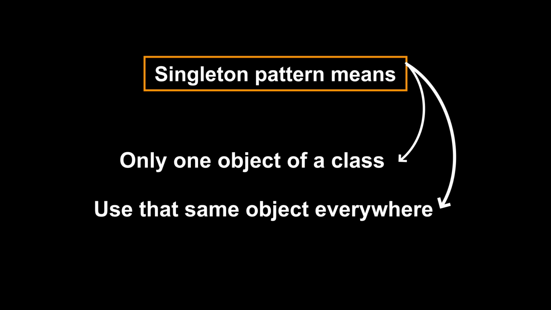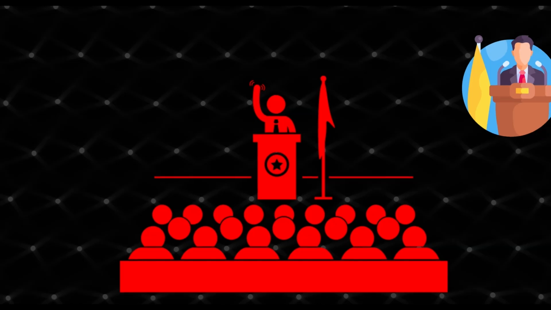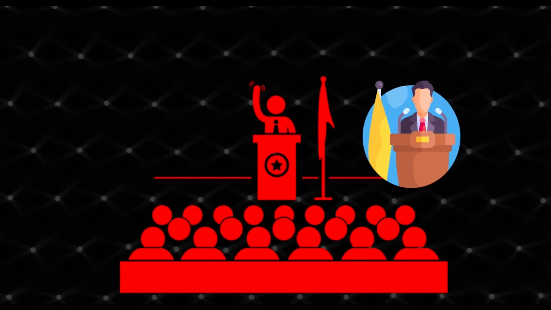The Singleton Design Pattern means only one object of a class can exist, and we can use that same object everywhere in the app. It's like a president of a country. You don't want two presidents at the same time. Only one leader, same thing with the object.